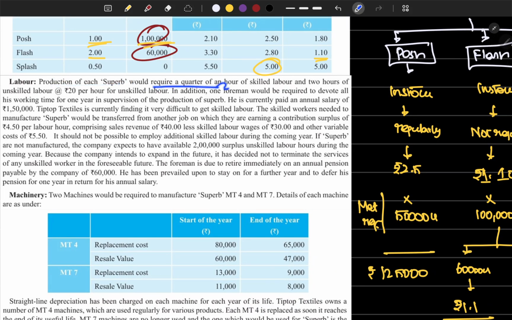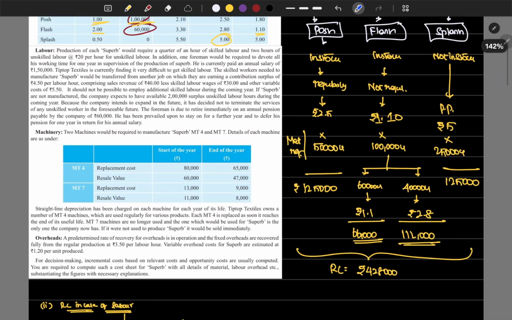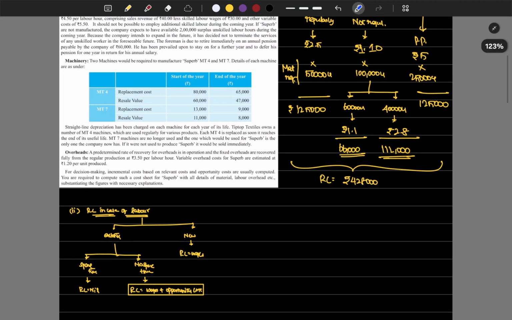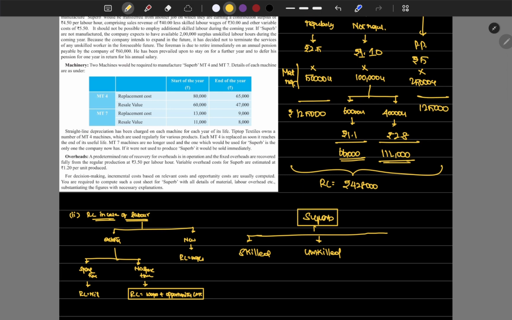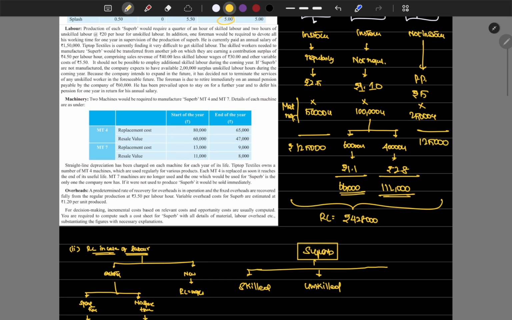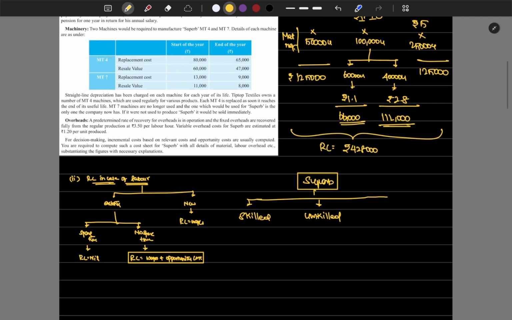Production of each super would require a quarter of an hour of skilled labor and 2 hours of unskilled labor. Each super requires skilled and unskilled. Okay, how much skilled labor is required for 1 unit? For each super they need 0.25 hours.